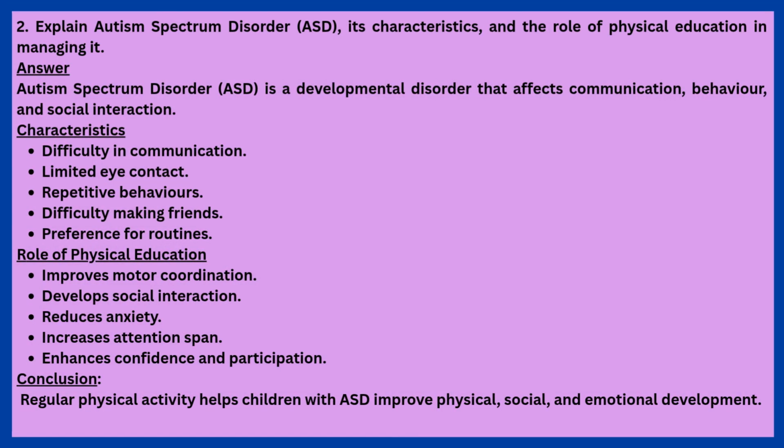2. Explain autism spectrum disorder, ASD, its characteristics, and the role of physical education in managing it. Autism spectrum disorder, ASD, is a developmental disorder that affects communication, behavior, and social interaction. Characteristics: difficulty in communication, limited eye contact, repetitive behaviors, difficulty making friends, preference for routines.